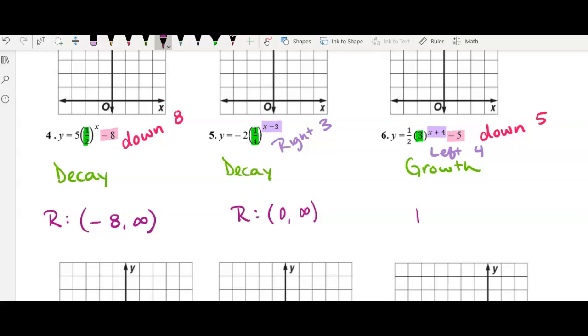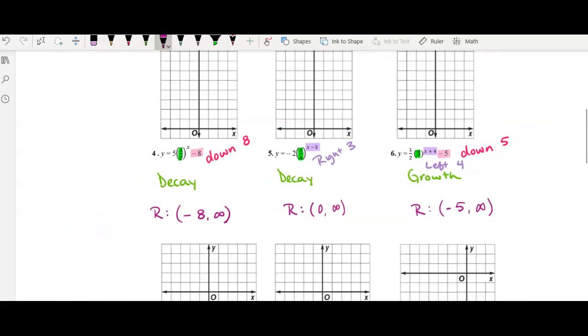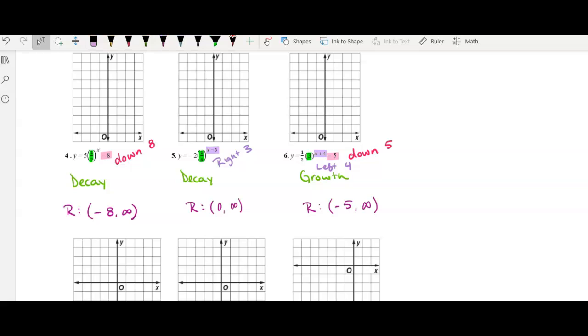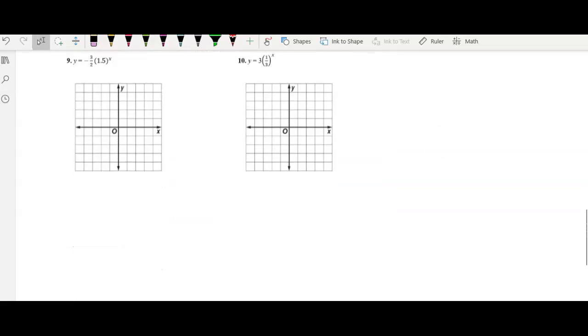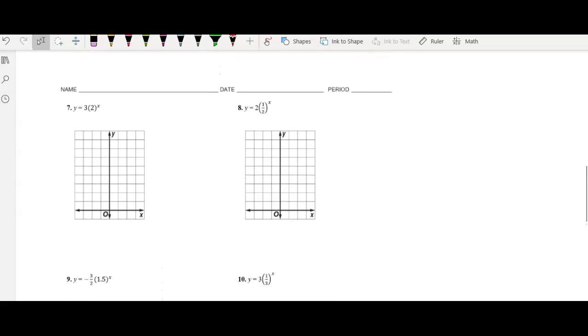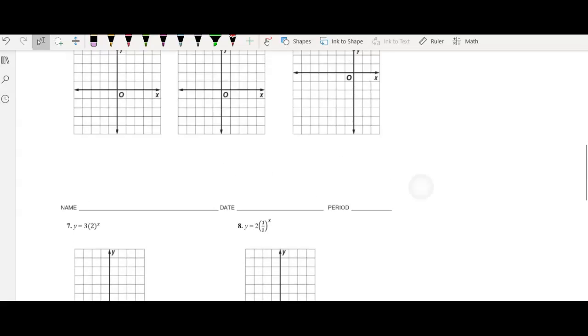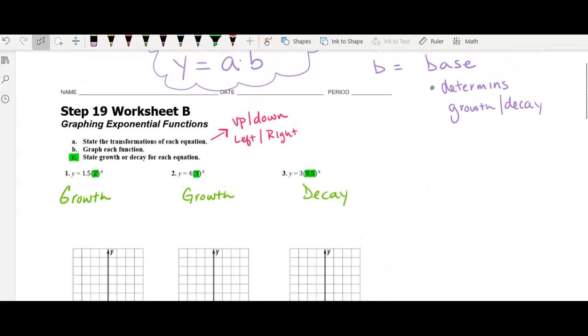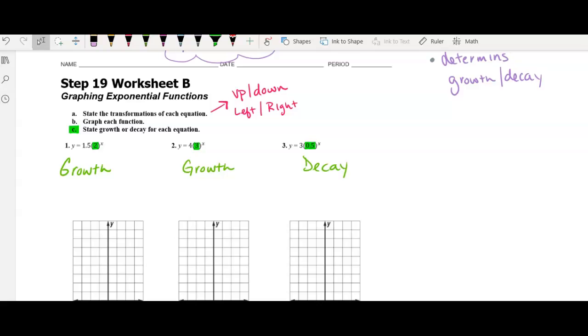And in number 6, we have 2 transformations. The x plus 4 will move the graph left 4, and the -5 from the entire function will move it down 5 units. So since it went down 5 units, the range will go from -5 off to infinity. Seven, 8, 9, and 10, there are no transformations, so just do parts B and C.